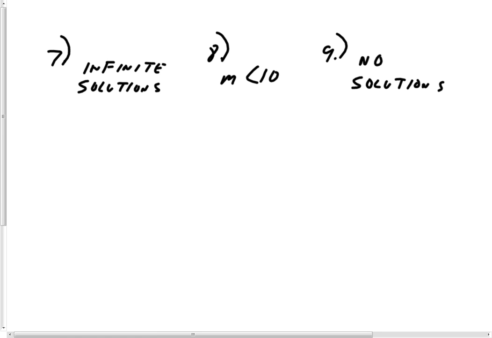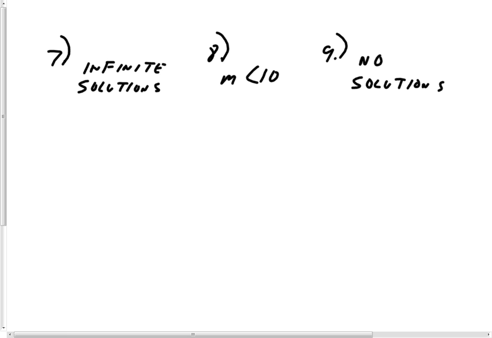7, 8, 9. Infinite solutions. M less than 10, and then no solutions for the last one. As we move through the year, you're going to see less and less problems like this where you're just handed the equation or the inequality. You're going to see a lot more questions where you're translating word problems like the last 2.